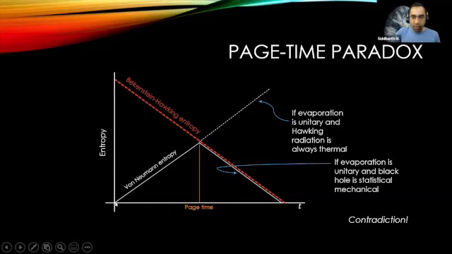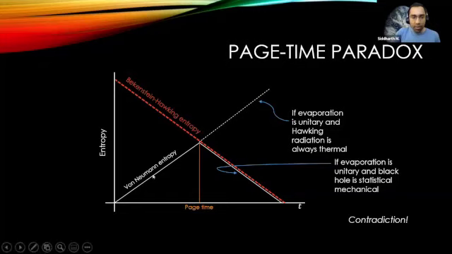And if the black hole is evaporating unitarily and it's a statistical mechanical object, well, it has to be the case that its von Neumann entropy starts decreasing at some point. Because remember, statistical mechanical objects have their microcanonical entropy as an upper bound. And as a black hole is evaporating, its area is decreasing, and the Bekenstein-Hawking entropy is proportional to the area. And so at some point, the von Neumann entropy has to start decreasing. Intuitively, this is simply the idea that any information that falls into the black hole has to start coming out at some point.